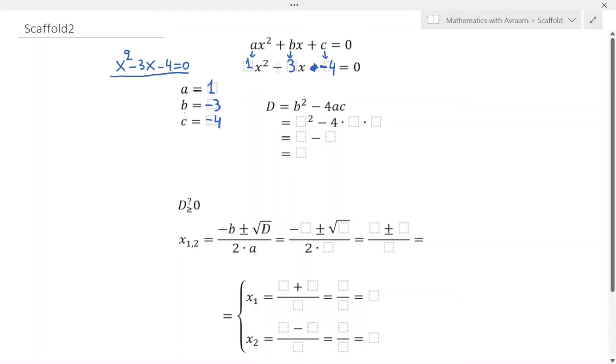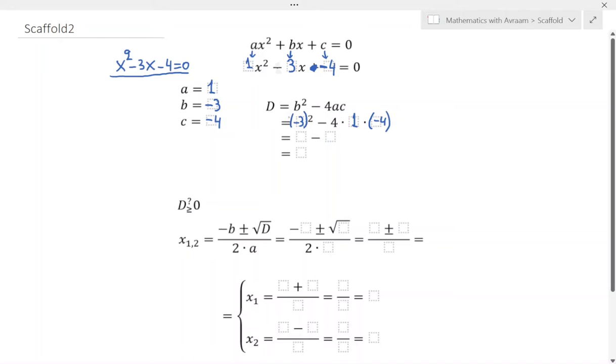Now, we have these numbers here, A, B, and C, and we can find this one, the discriminant. It uses B, A, and C in this formula. Remember, when you have any of these numbers negative, then you need to use parentheses. So here, B is minus 3, so we have to use minus 3 in parentheses. This is minus 4 times A is 1, and C is minus 4, another parenthesis here, minus 4.